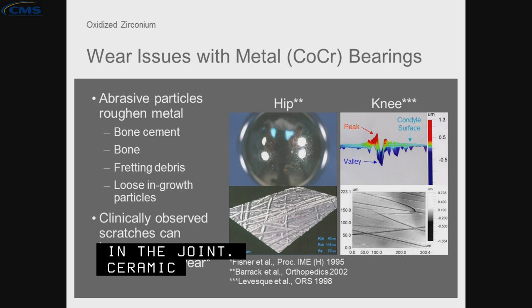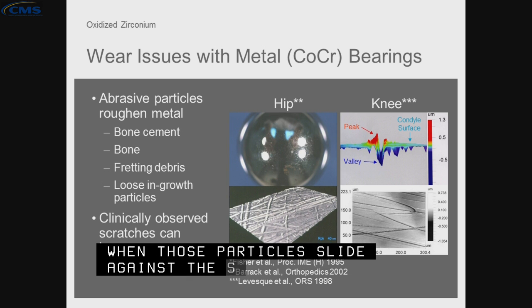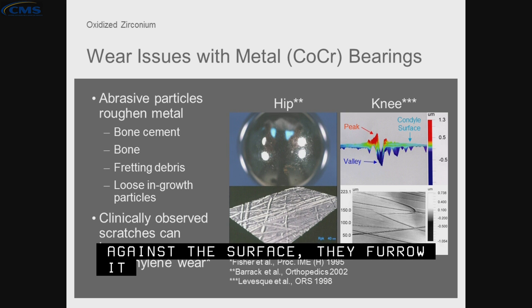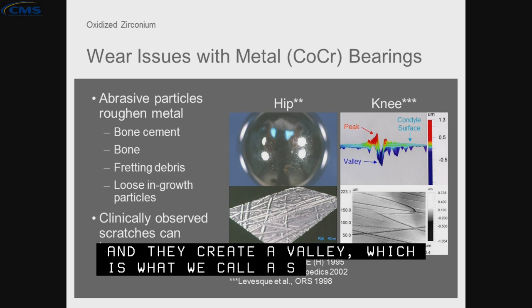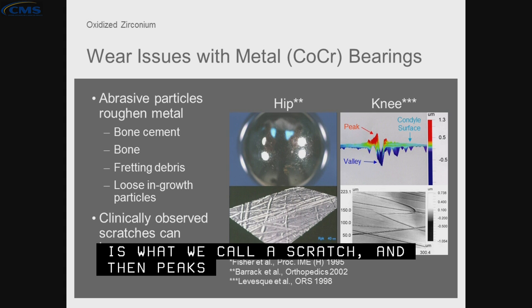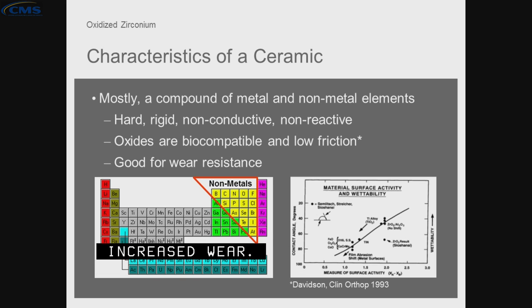And when those particles slide against the surface, they furrow it like a farmer plowing his field, and they create a valley, which is what we call a scratch, and then peaks on either side. And when the polyethylene rubs against those peaks, that is what causes increased wear. Now, one way to solve that is to create a much harder surface, and one way to do that is with a ceramic. So that's the metal knee that you would normally see.